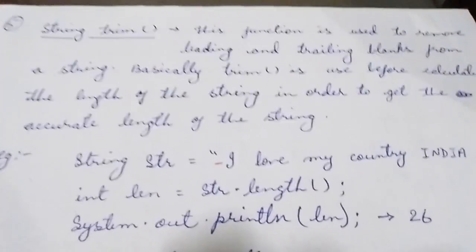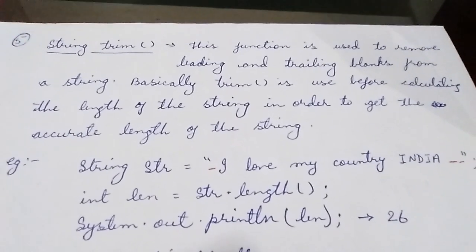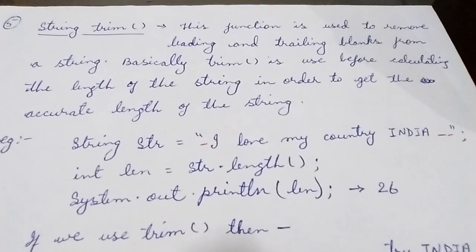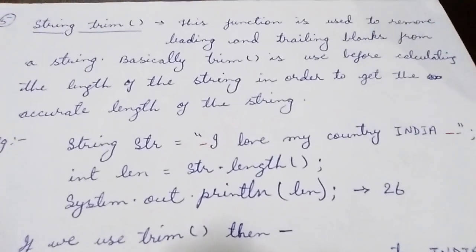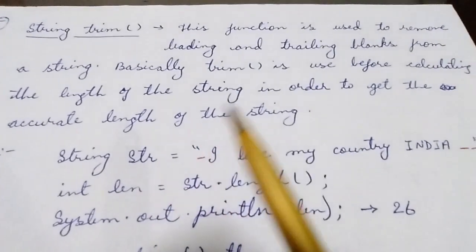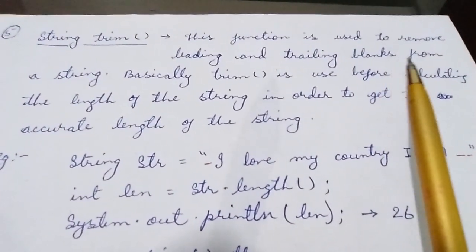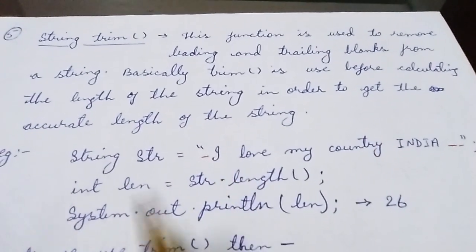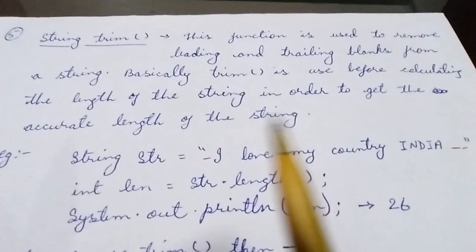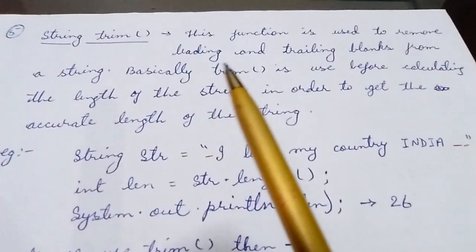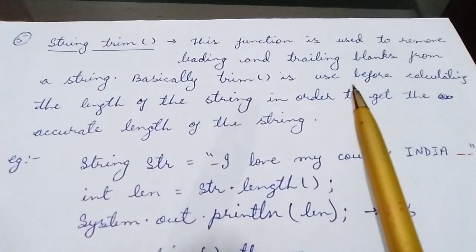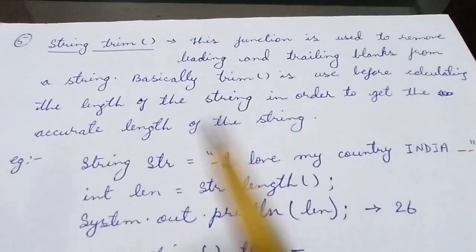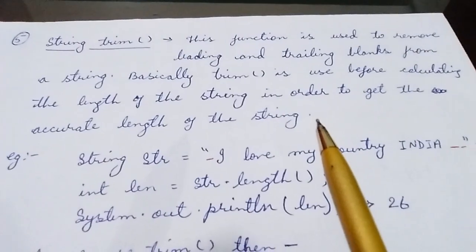The next important function is string trim. Trimming means removing what? This function is used to remove leading and trailing blanks from the string. It means the empty spaces which are present at the front and at the back of the string. Basically, trim is used before calculating the length of the string in order to get the accurate length of the string.